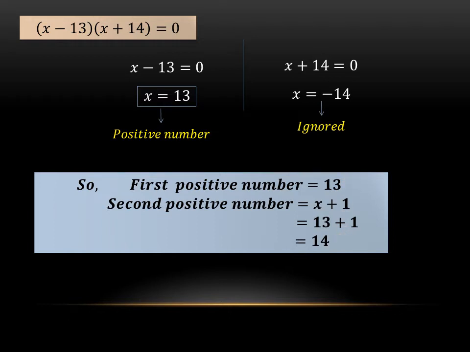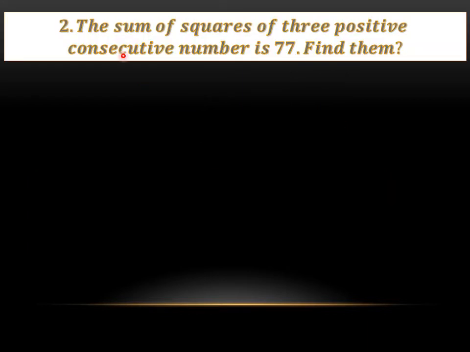Yes, they both are the consecutive numbers. It means the answer is correct. Question number 2: the sum of squares of three positive consecutive numbers is 77. Find them, means find the numbers. How many numbers? Three numbers.